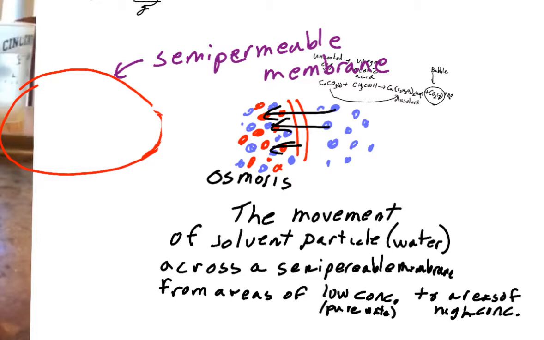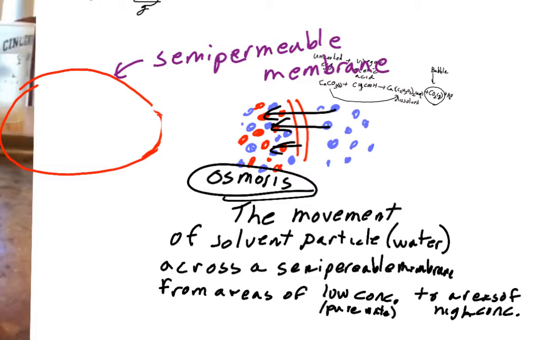So if I have salt water on one side of a membrane and pure water on the other, particles of the pure water will move to the side with the salt until the concentrations of the two sides are as equal as possible. Water always flows from areas of low concentration to areas of high concentration, and this process is called osmosis.